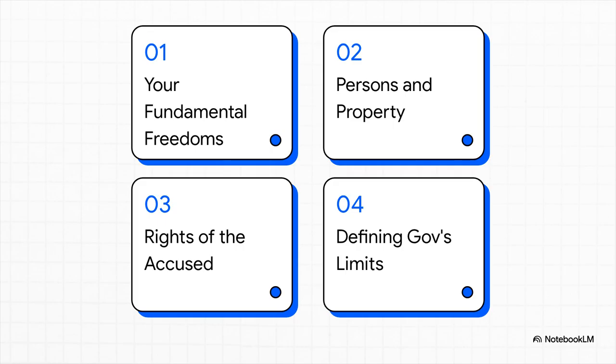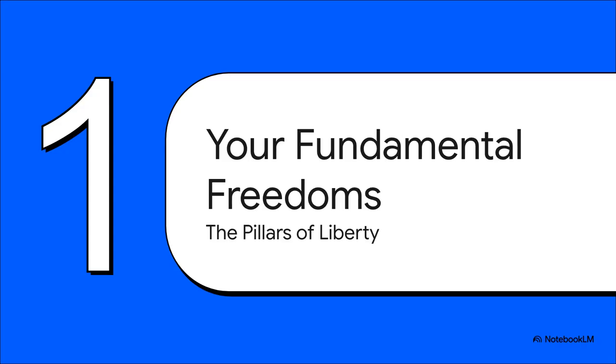All right, here's how we're going to break this all down. We'll start with the fundamental freedoms that really define who we are. Then we'll get into the rights that protect us and our property. From there, we'll look at the specific rights you have if you're accused of a crime. And finally, we'll see how this whole document basically draws a line in the sand to limit what the government can do.